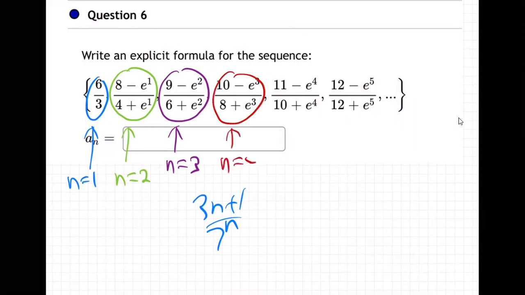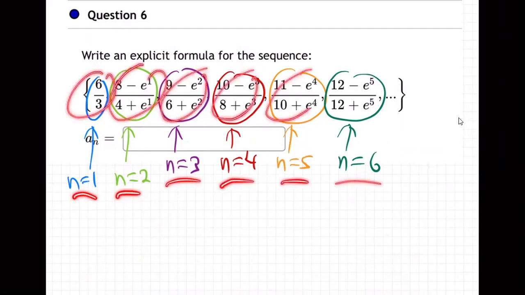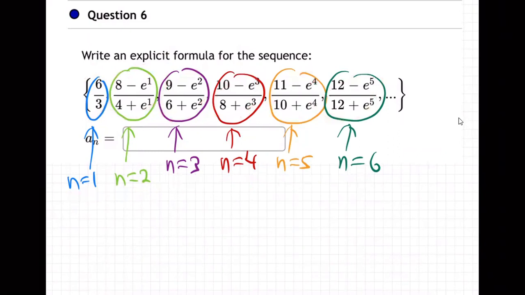And just go up the line, plug in n equals 4, and you get that, right? Plug in n equals 5, and you get that. Plug in n equals 6, and you would get that. So is this the formula? No, obviously that's not it. But some kind of formula where I could plug in n equals 1, 2, 3, 4, 5, and 6, and I would get these things. Well, how can we do that? It's a little tricky.